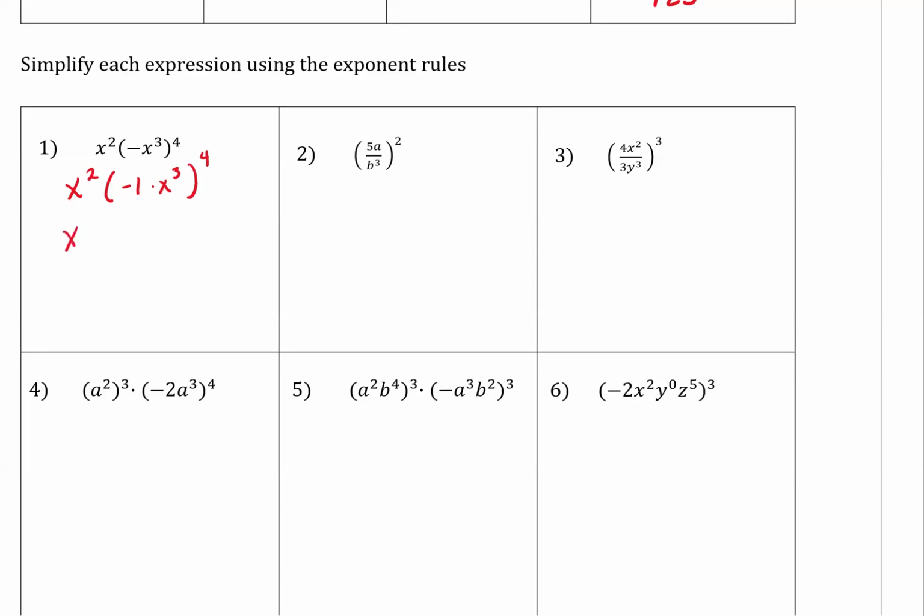So we have x squared. Power to a power, you're going to multiply. So this is going to be a positive x to the 12th. Same base, multiply and keep the base, add the exponents. You get x to the 14th.